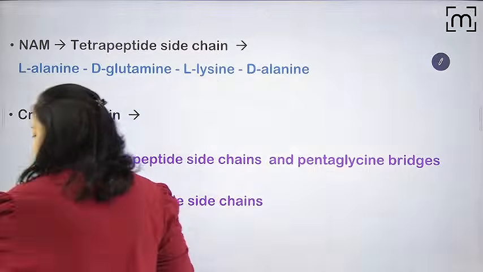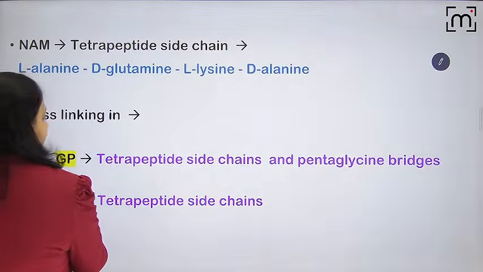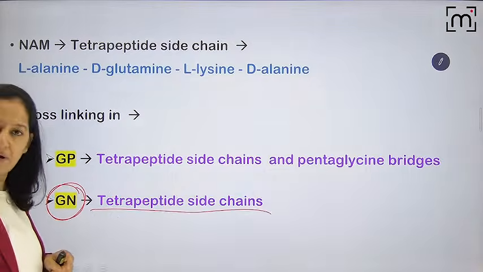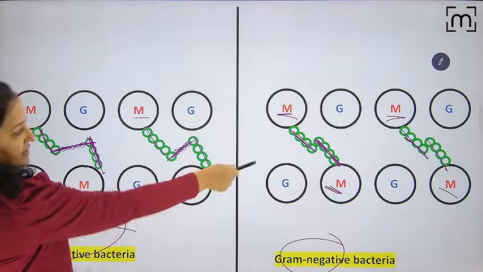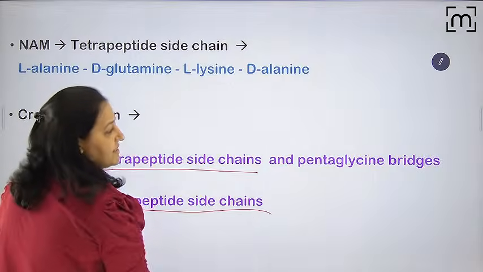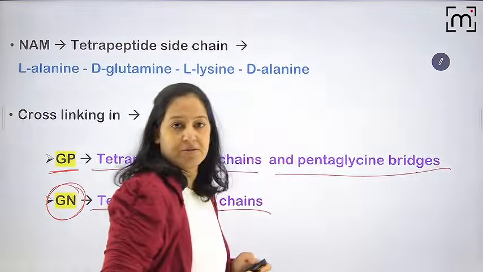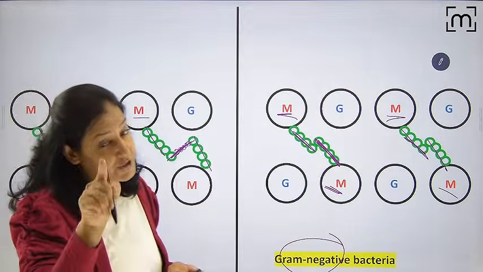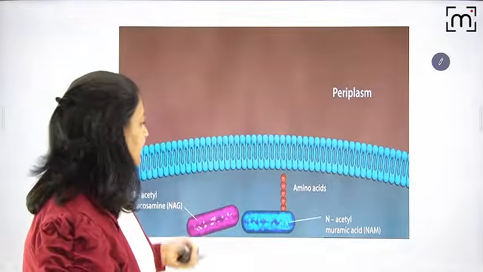Okay, what I am saying? I'm saying in gram-negative, only tetrapeptide chains are doing the cross-linking. I have shown you. And in gram-positive, along with tetrapeptide chains, we have pentaglycine bridges also, which are doing cross-linking. You get questions on that. Please learn it. See this video.